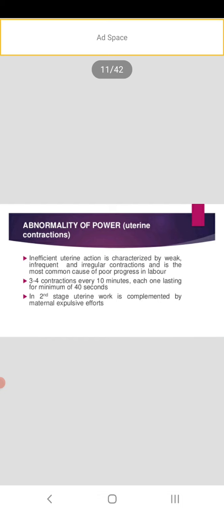Abnormality of power, uterine contraction. Inefficient uterine action is characterized by weak, infrequent, irregular contractions and is the most common cause of poor progress in labor. Normal is 3 to 4 contractions every 10 minutes, each one lasting for a minimum of 40 seconds. In the second stage, uterine work is complemented by maternal expulsive efforts.